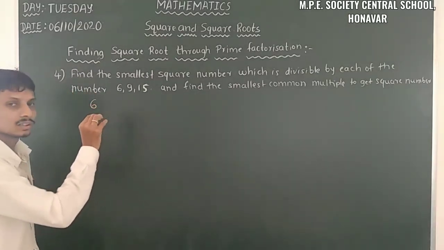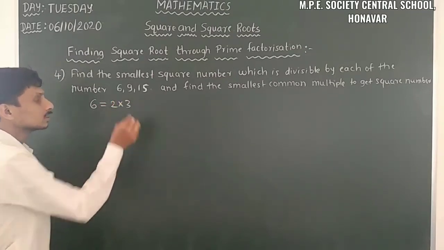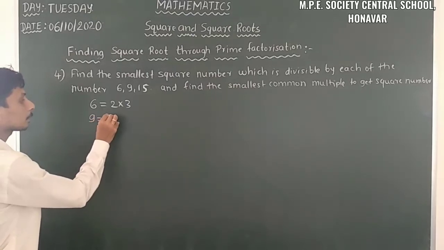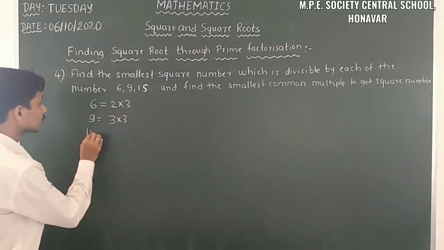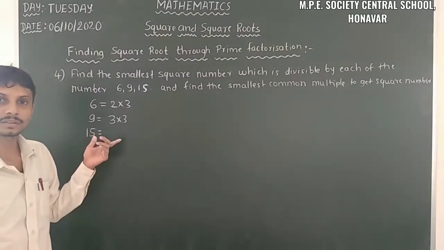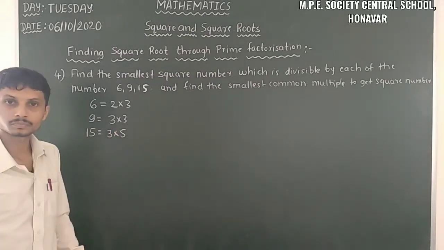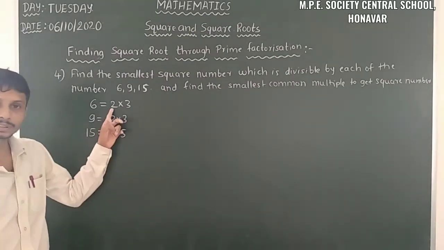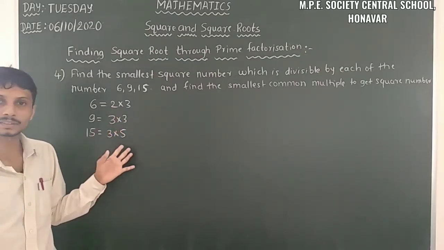So just know about what the factors are here. 6 is equal to 2 into 3, so these two are the prime factors of 6. And what are the prime factors of 9? 3 into 3. Then here it is 15. When we take 15, it is 3 into 5. So here only one 2 is there, here two 3s are there, and here 3 into 5 is there.